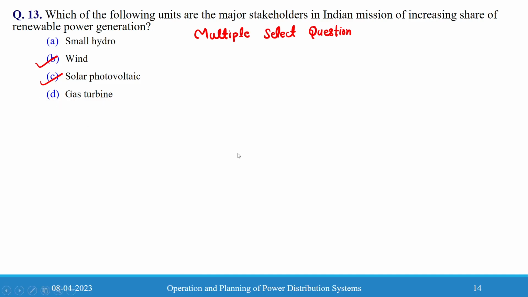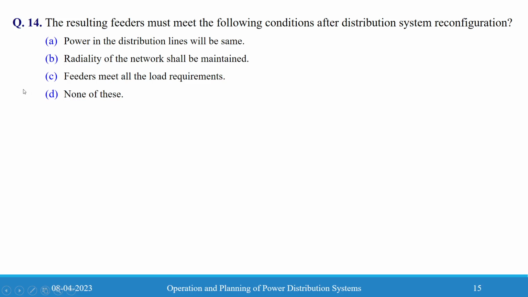Now let us see the next problem. Resulting feeders must meet the following conditions after distribution system reconfiguration. The options are: A, power in the distribution line will be the same; B, reliability of the network shall be maintained; C, feeders meet all the load requirements; D, none of these. Again, this is a multiple select question. Multiple options can be correct.